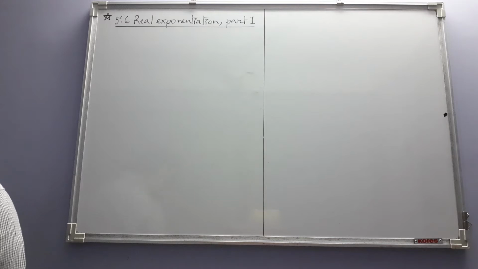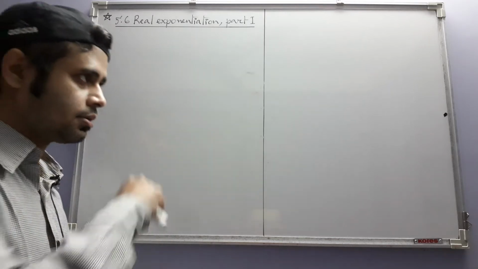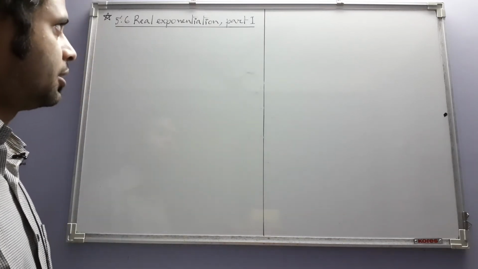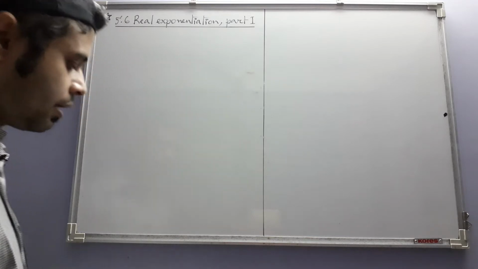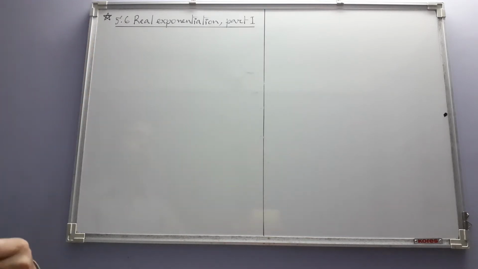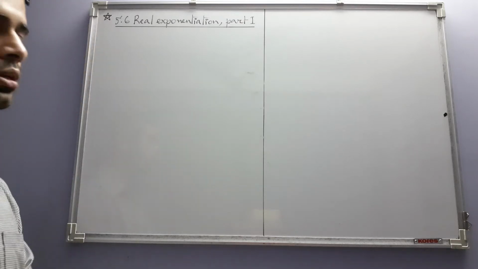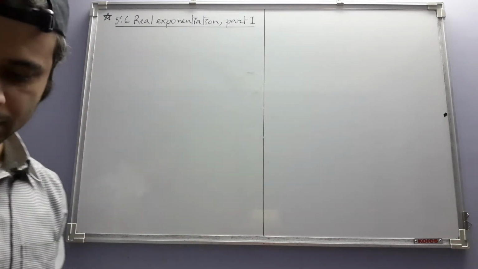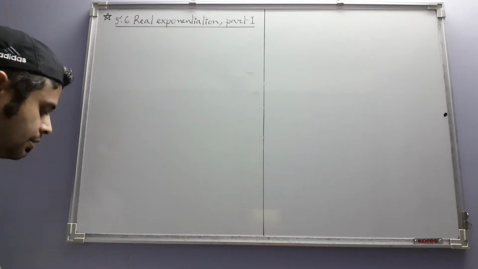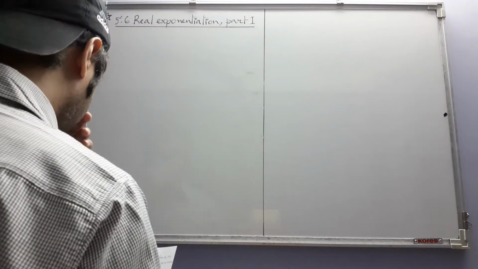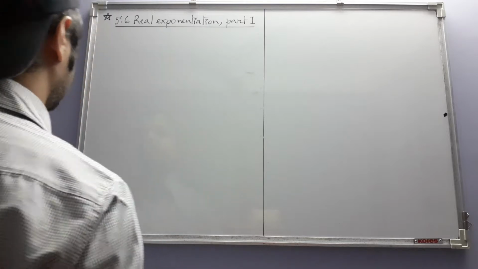Okay, so we are going to start the sixth section of the fifth chapter, Real Exponentiation Part 1. We have already seen exponentiation where we defined this. Let us start and see what the author has to say in the beginning itself.